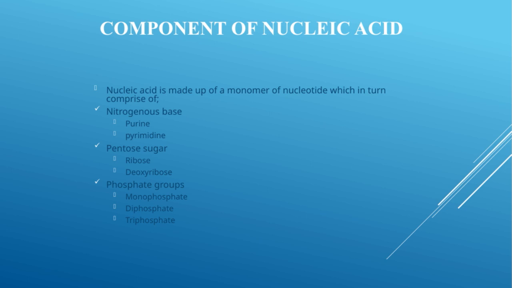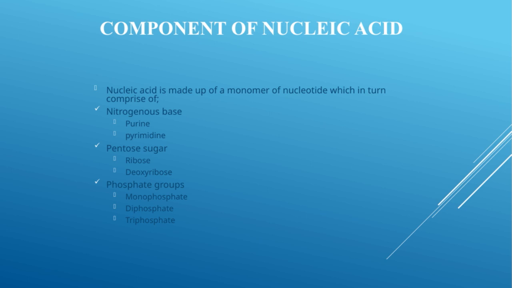Next, we have the pentose sugar. Depending on the nucleic acid, this sugar can be either ribose in RNA or deoxyribose in DNA. The difference is just one oxygen atom, but it has a big impact on the molecule's properties and functions.